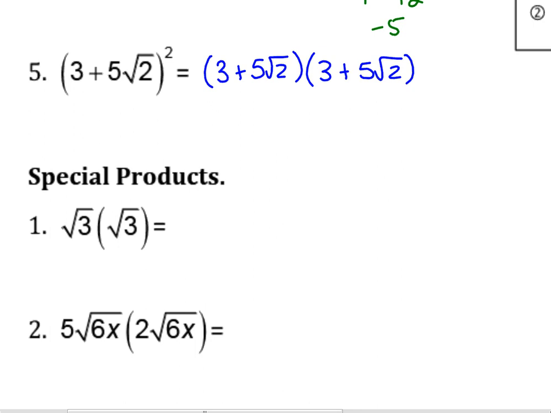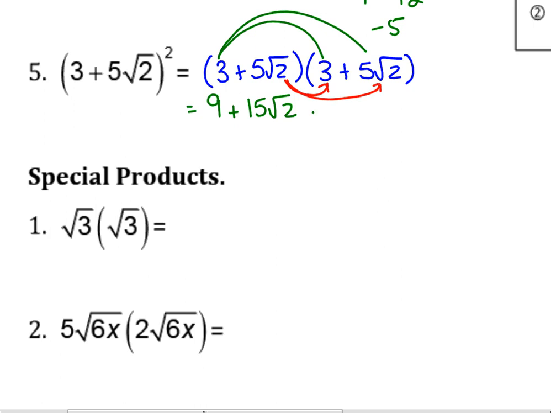So let's FOIL it out. 3 times 3, 9, plus 3 times 5 root 2, 15 root 2. Now with perfect squares, you'll notice the middle terms will be the same. 5 root 2 times 3, you'll have another 15 root 2. And then last, what's 5 root 2 times 5 root 2? 5 times 5? 25 root 4. There you go.